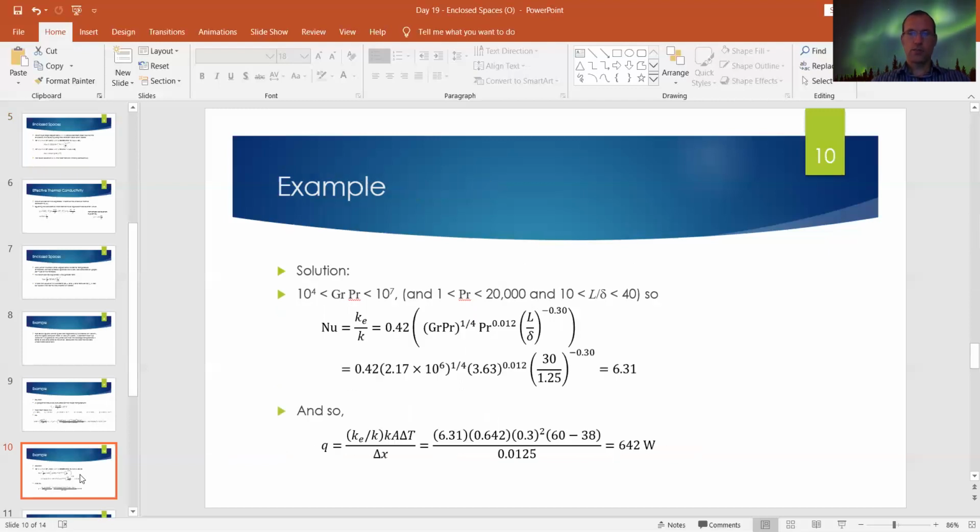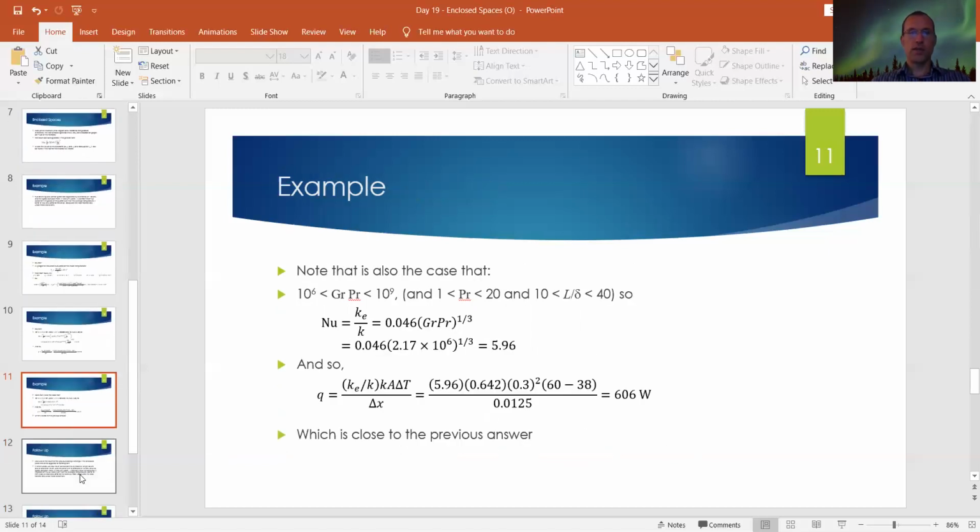So in the previous case, we had 642 watts. Using the other equation, the second one, again, we're still within these bounds. So in that case, my Nusselt number is 0.046 times the Rayleigh number to the 1/3 power. So 0.046 times 2.17 times 10 to the 6th to the 1/3 power gives me a Nusselt number of 5.96. Plugging that back into the same equation, now I have 5.96 for my Nusselt number. Everything else is the same. Gives me a heat transfer of 606 watts.